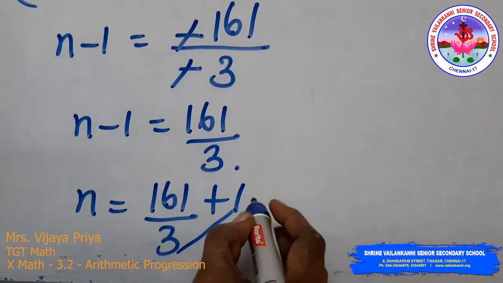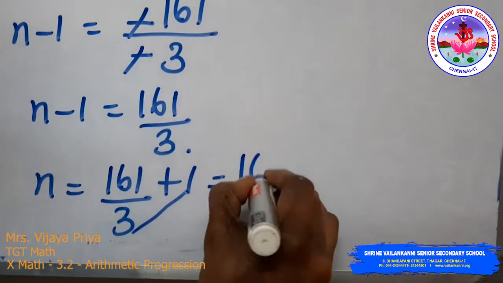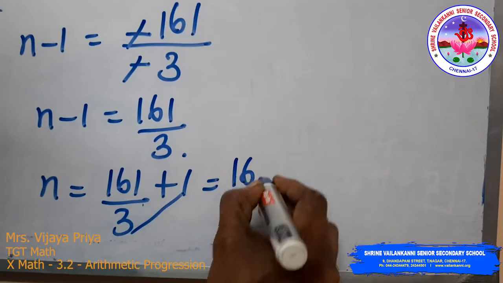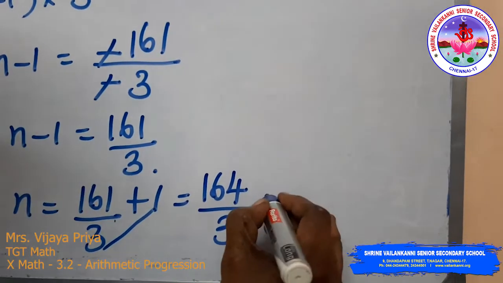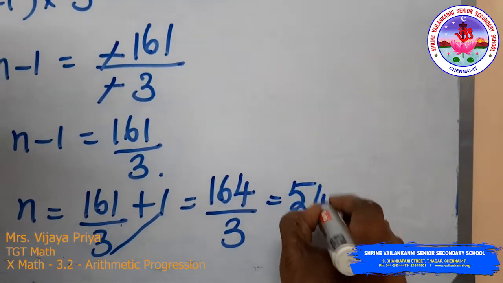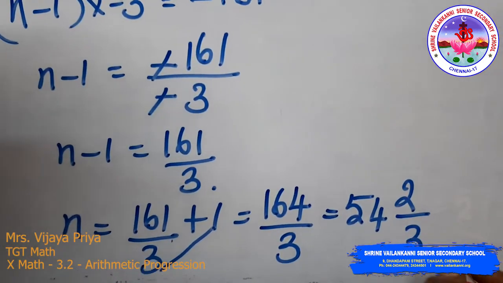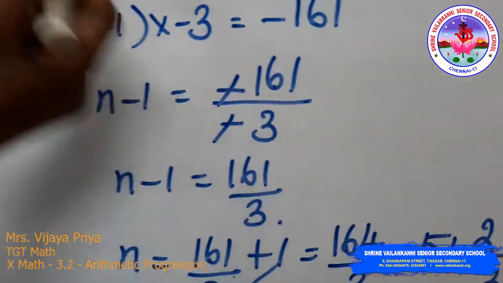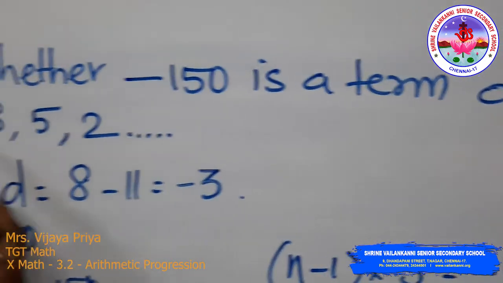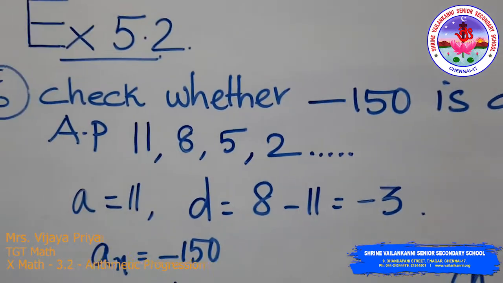Using the shorter way of LCM, when you simplify, you will get 161 plus 3, it becomes 164 by 3, which is equal to 54 2 by 3, which is not an integral number. So minus 150 is not a term of this sequence.